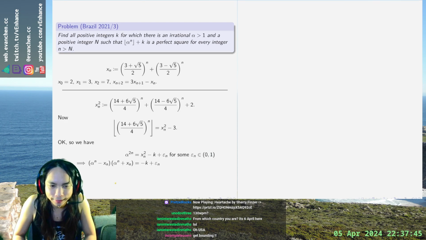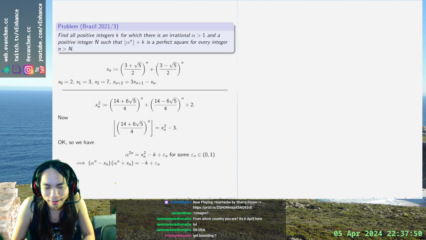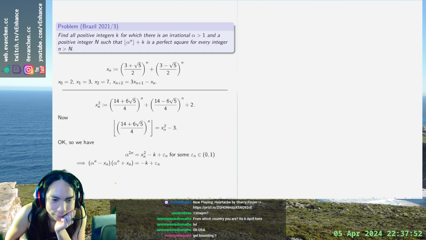Okay, anyways, yeah, this thing is big, right? This is really big. And alpha to the n minus x sub n. So we knew alpha to the n is like... I see. The fact that it's a square is giving me a difference of squares, and that's why I can pin something hard. So alpha to the n.